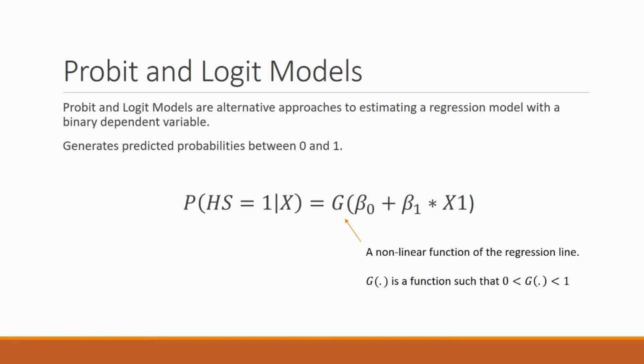The probability that someone has a high school degree is going to be between 0 and 1. So what we're doing here is using a function that is always going to be between 0 and 1. That guarantees that the probability that someone has a high school degree is always going to be between 0 and 1. All right, so this is how we do it: we say that the probability is equal to some function of our linear regression line.